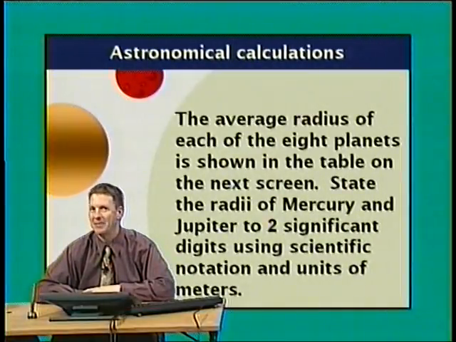So let's talk about some astronomical calculations. The average radius of each of the 8 planets is shown in the table on the next screen. Let's state the radii of Mercury and Jupiter to 2 significant digits using scientific notation and the units of meters.